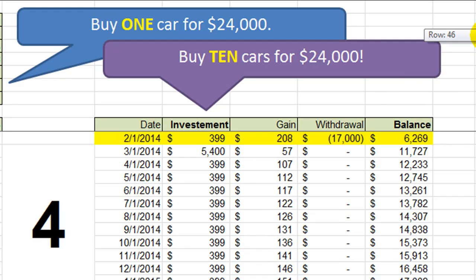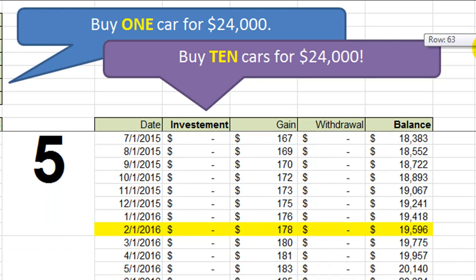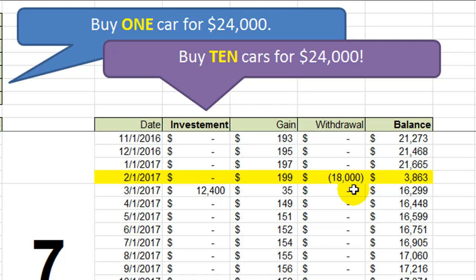You keep on making those $399 payments until after you've done it for 4 years. That's what you would have been paying anyway. Remember, if you had financed a car for 48 months, you would have been making car payments for 4 years. So after 4 years, your account is built up to over $17,000. And then from that point, every few years, you withdraw from that account. Okay? So after 6 years, you make a second withdrawal.